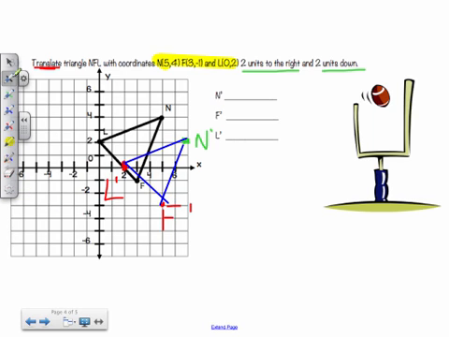Alright, so now I have to write out what my new coordinates are. So let's go ahead and write out what the new N is. So I went to the right 7 and up 2, so the new N prime is (7, 2).